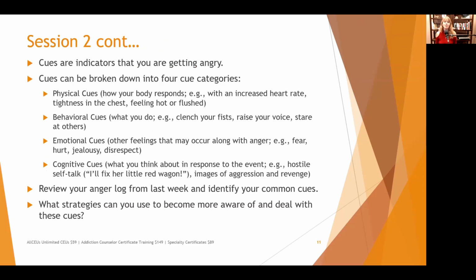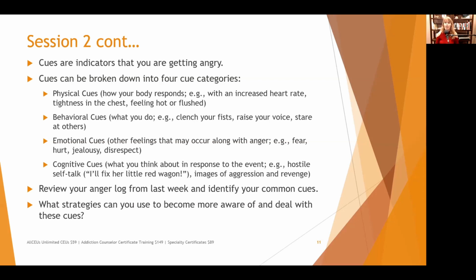Cues are indicators that you're getting angry and can be broken down into 4 cue categories. We have physical cues, how your body responds. So talk to people. So they start brainstorming and noticing, when you get angry, how does your body respond? Do they tense up? Do they get a tingly feeling in their hands? What happens? Increased heart rate, tightness in their chest?